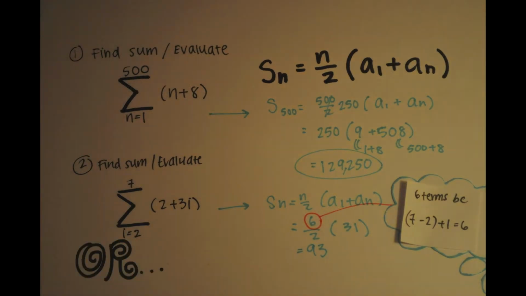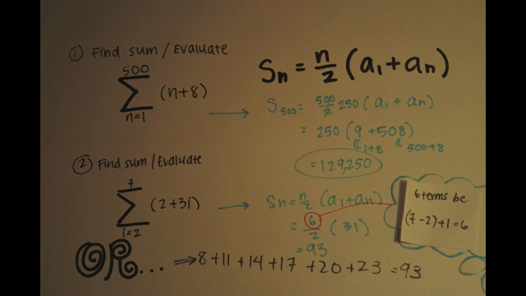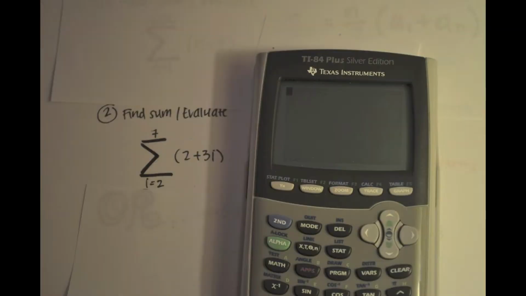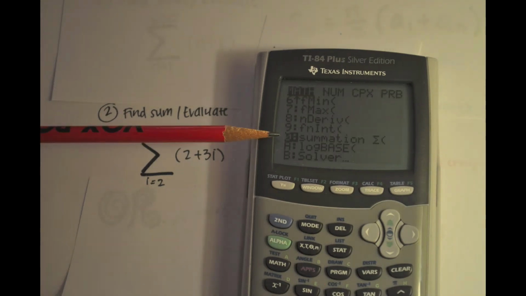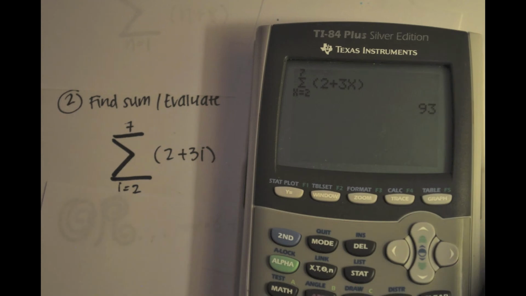If you're looking for a challenge, you can just add up all the numbers, but I personally would not recommend it. You can also find the answer using a calculator. Just press the math button, find the summation, and enter the variable and numbers.